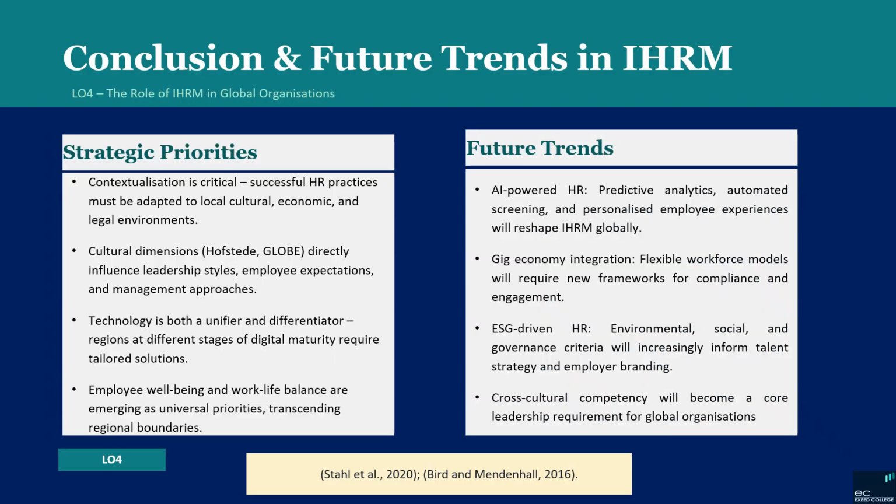This slide summarizes four key findings from the comparative analysis towards strategic priorities. First, contextualization is critical, which means successful HR practices must be adapted to local cultural, economic, and legal environments. Second, cultural dimensions directly inform management approaches, from leadership styles and communication norms to performance expectations and reward systems. Third, technology unifies yet differentiates regions, which means that digital tools enable greater global integration. The fourth one, employee well-being, which is now a global priority.